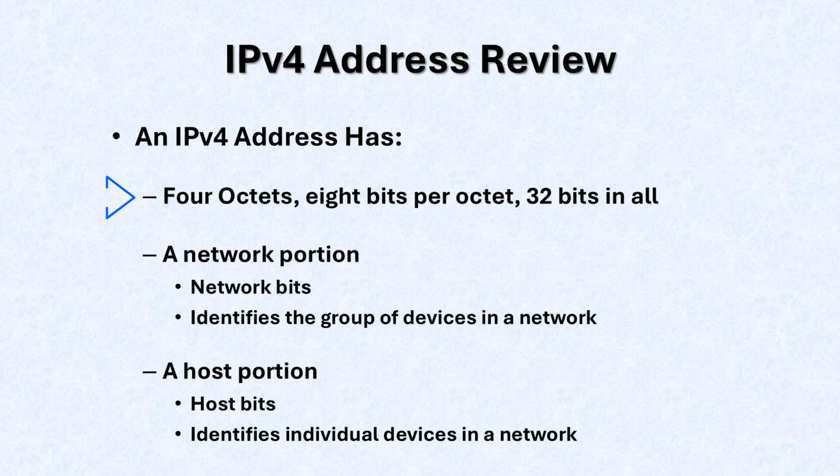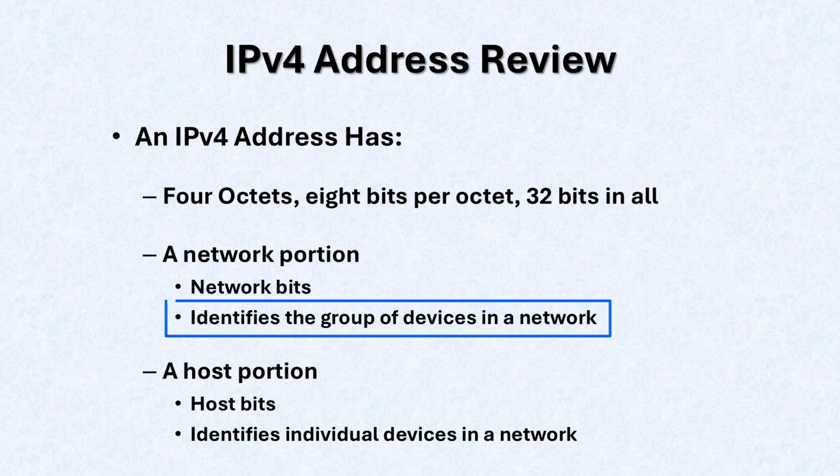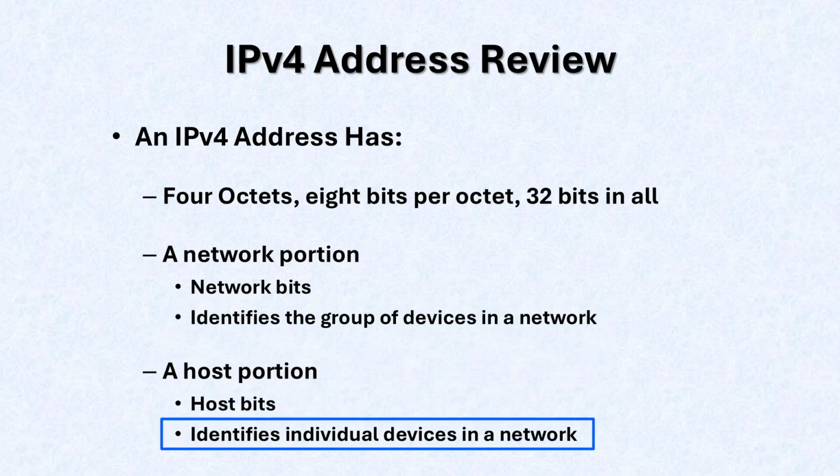Recall an IPv4 address has 4 octets. Each octet has 8 bits. This gives us a total of 32 bits. It has a network portion, denoted by the network bits, and a host portion, denoted by the host bits. The network portion identifies the group of devices in a network. The host portion identifies the individual devices in a network.